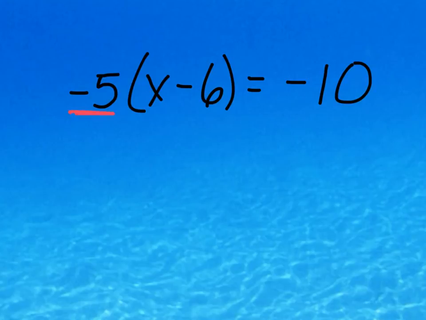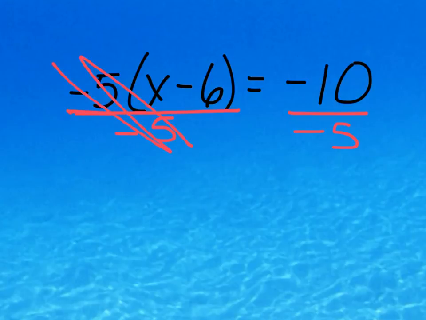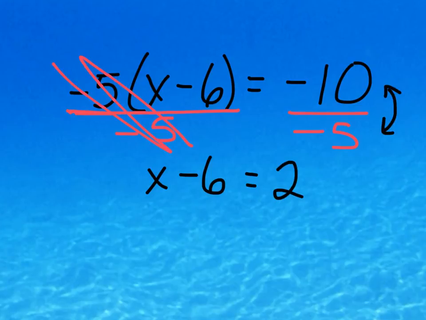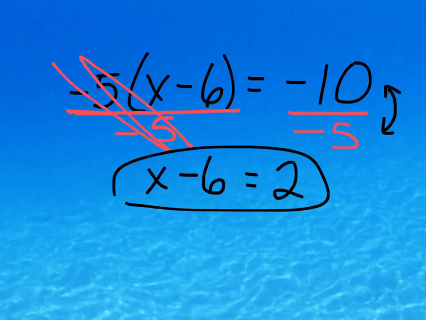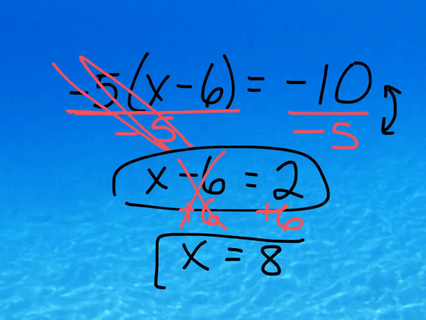So I want to get rid of this -5, and I'm going to do that by dividing by -5 on both sides. So that'll cancel those out, and we'll be left with x minus 6 equals +2 because we have -10 divided by -5. Wow, this is actually a super simple equation now. x minus 6 equals 2. x is obviously 8. If we added 6 to both sides, you could see that. So x equals 8. So that was a much faster way of getting the answer.